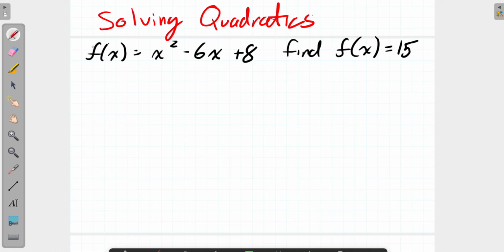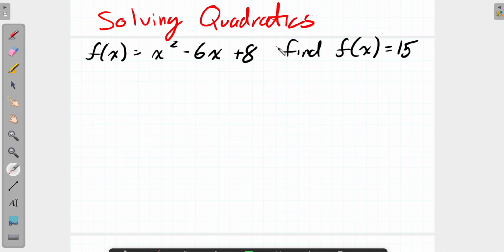We're going to talk about solving quadratics. In this case, what they've done is they've told us that f of x, so the function notation version of a quadratic, the f of x is equal to 15. In other words, this equation here, x squared minus 6x plus 8 is actually equal to 15.